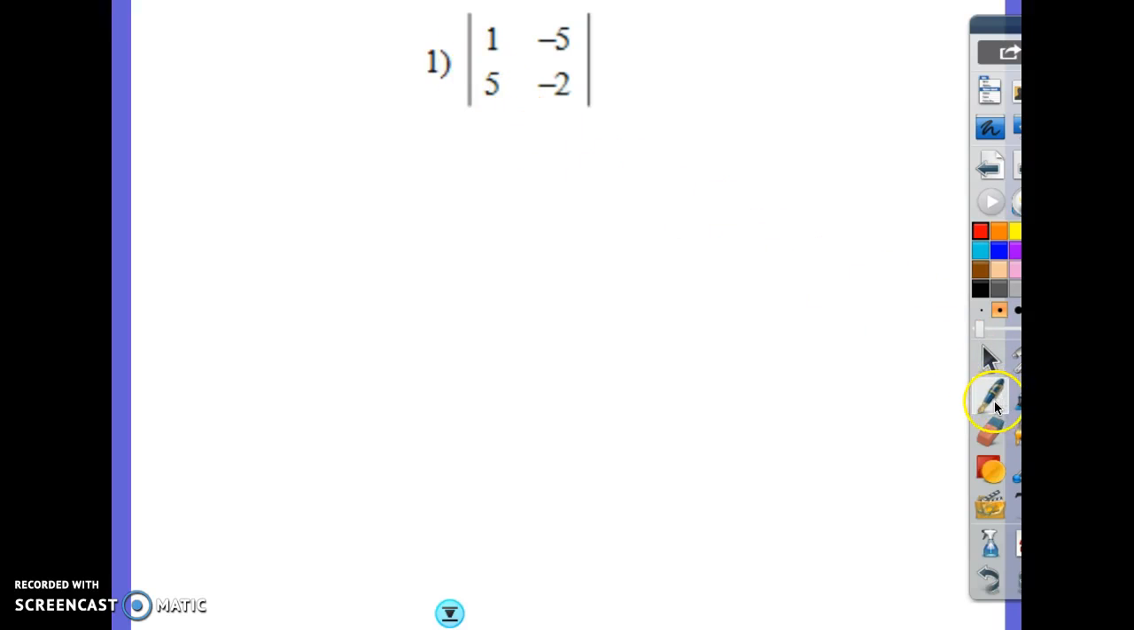I'm just going to talk through a couple of examples of these for you to get you going in case you're having trouble. So the first one on the worksheet asks you to find the determinant, and that's going to be found by this diagonal minus this diagonal.